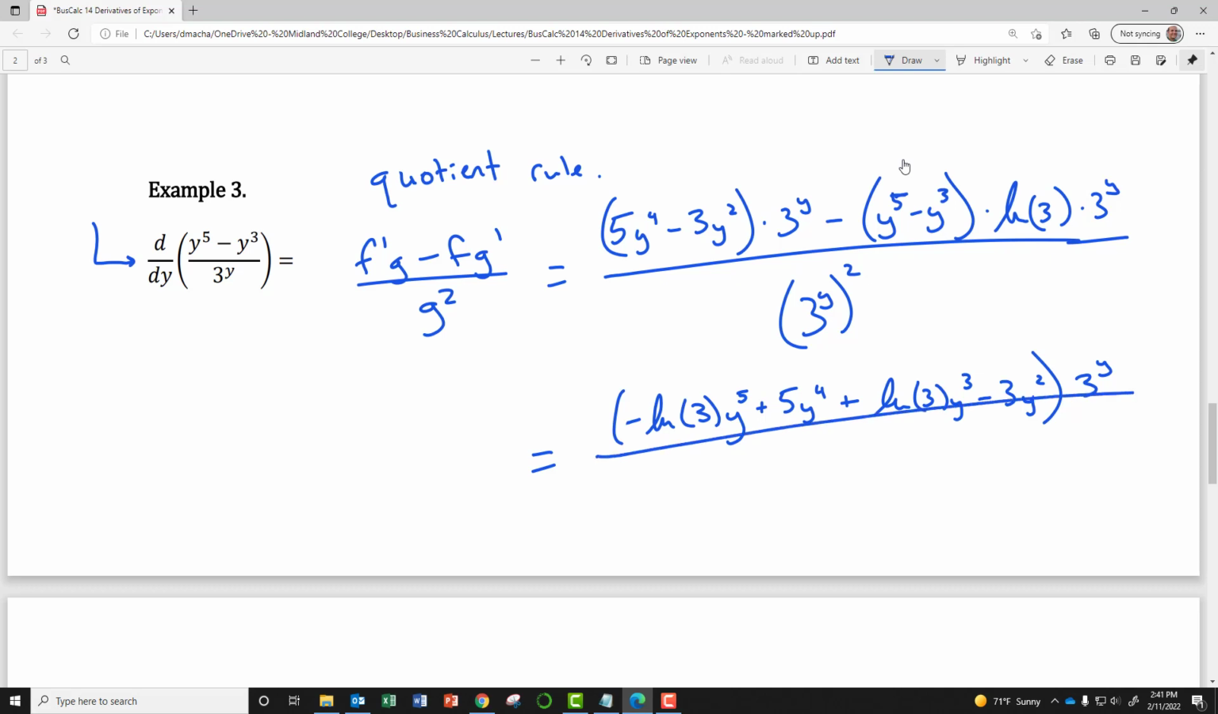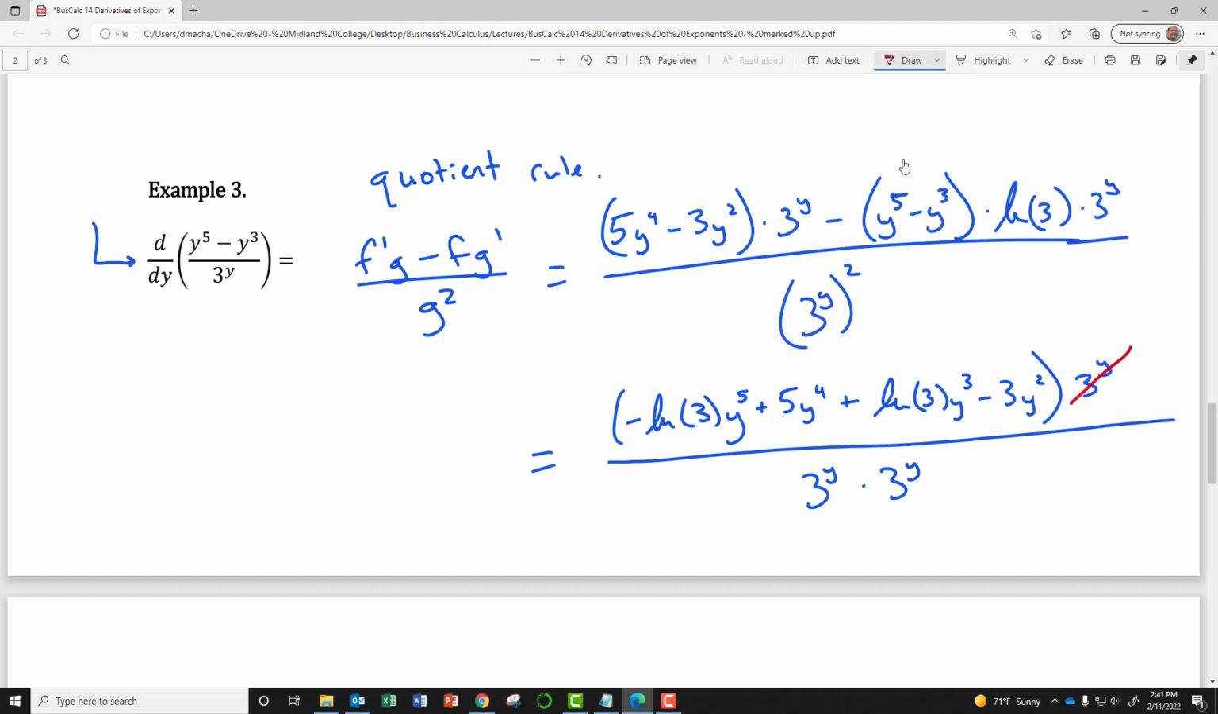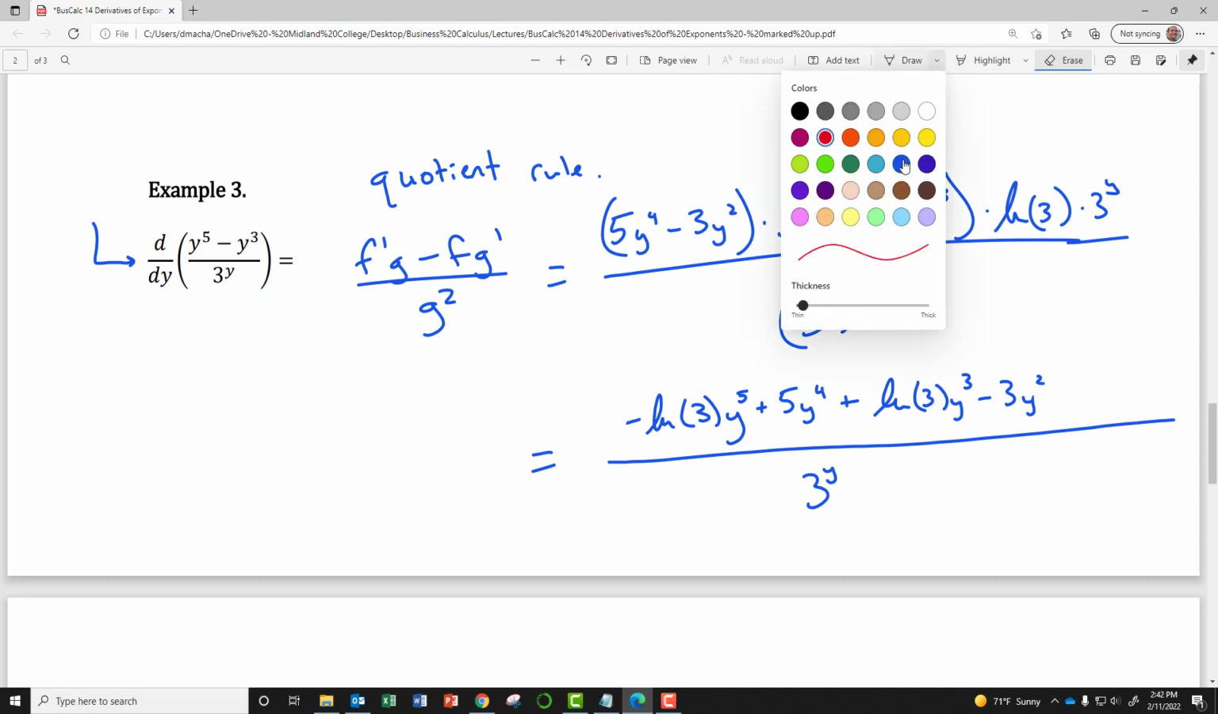And in the denominator, I've got 3 to the y power squared, and 3 to the y power squared is like 3 to the y times 3 to the y. But then you might say, hey, we have a 3 to the y here in the numerator and a 3 to the y here in the denominator. So I'll just cancel those out. And after that cancellation, this is what you should be left with. And this is your correct answer for example 3.